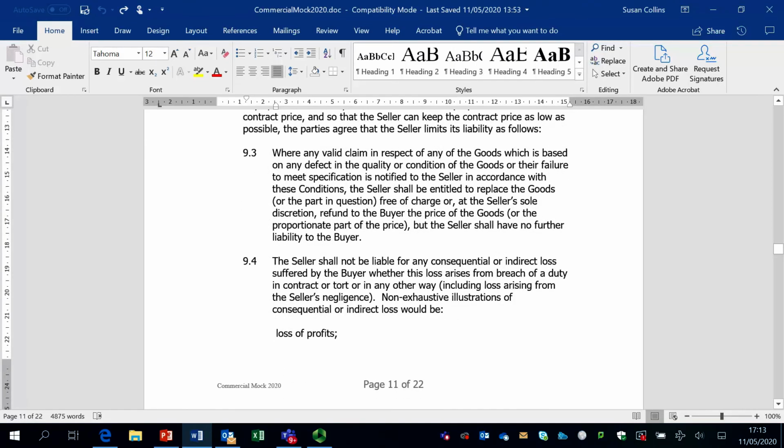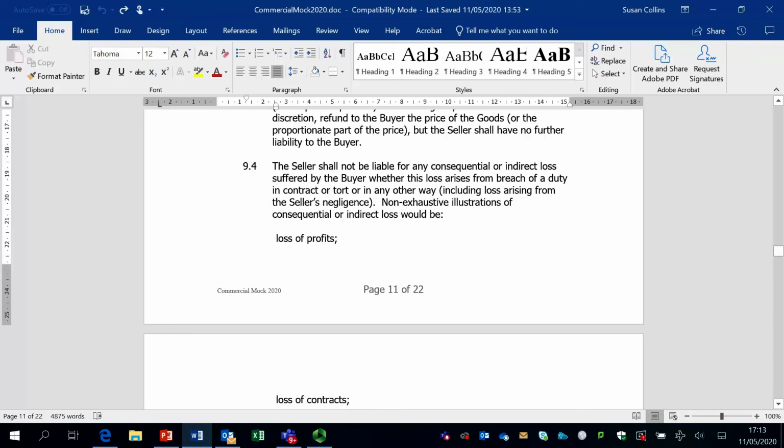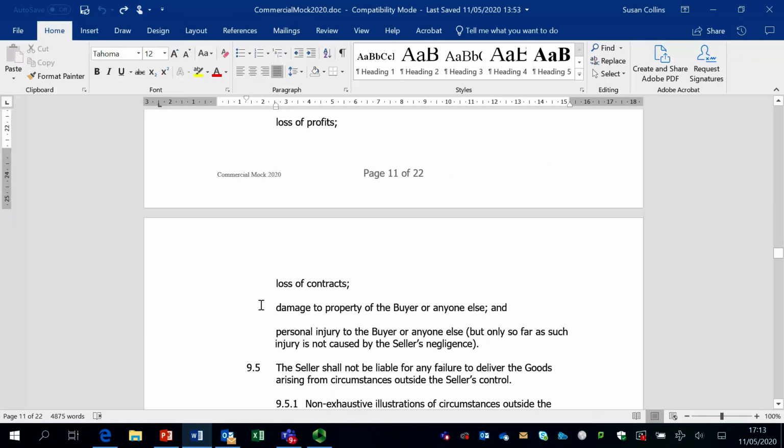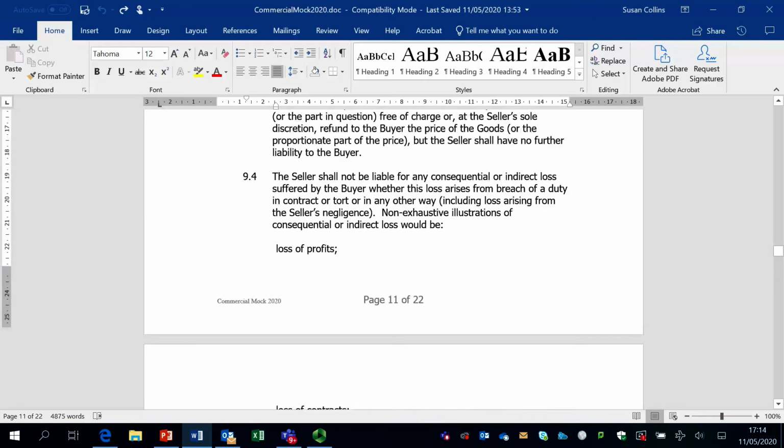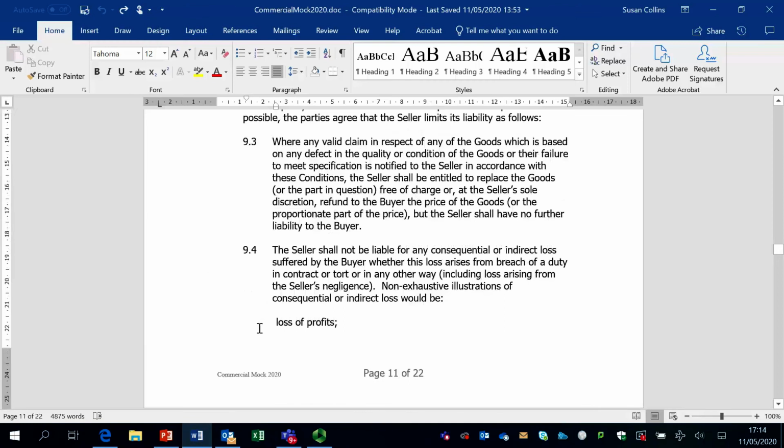So then here, 9.4, the seller shall not be liable for any consequential or indirect losses. So they're excluding any indirect or consequential losses. And they've listed here non-exhaustive illustrations of consequential or indirect loss would be loss of profits, loss of contracts, etc. Just to point out there, just to make sure you're aware, loss of profits is not necessarily indirect loss. Loss of profit quite often can be direct loss.